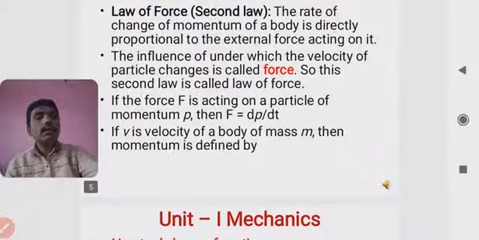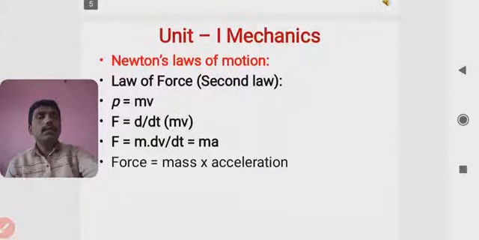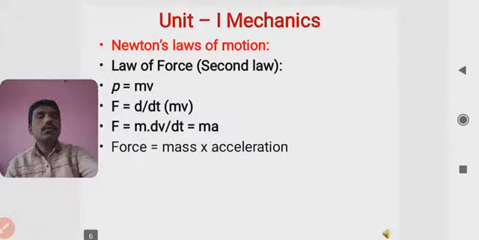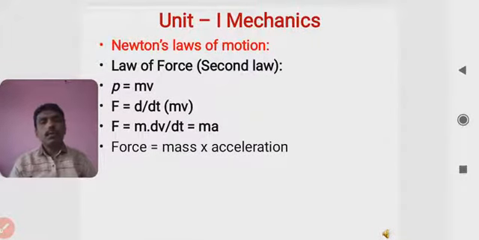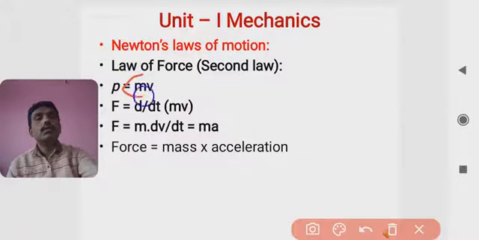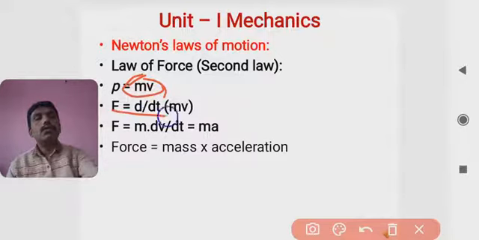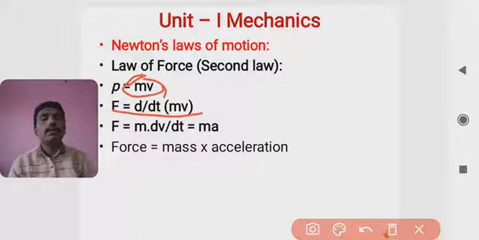Now in this case, where the law of force is there, p is nothing but the momentum, and that is nothing but mass into velocity. So it is written here as m into v, and in that case I already told you F is nothing but d/dt of mv.